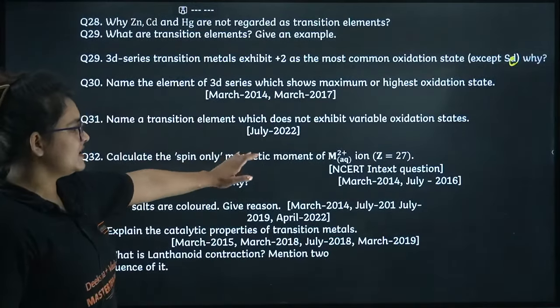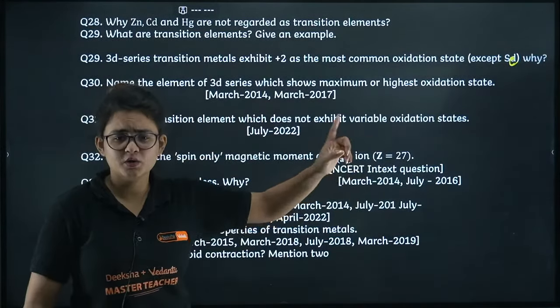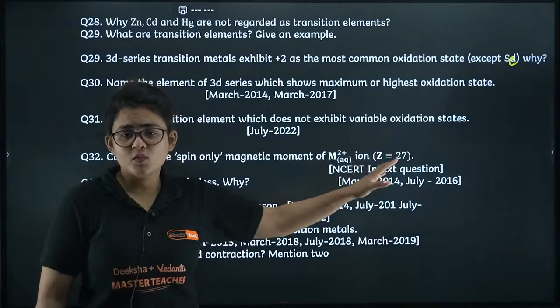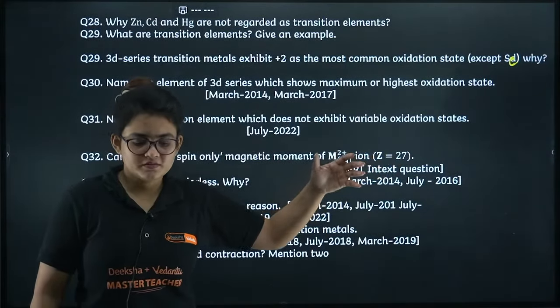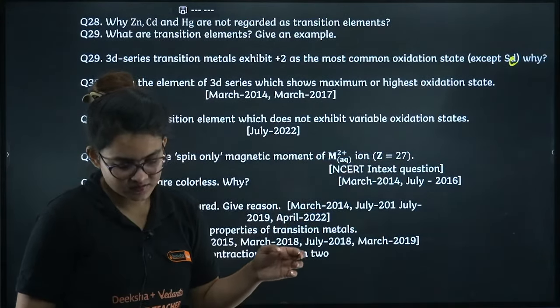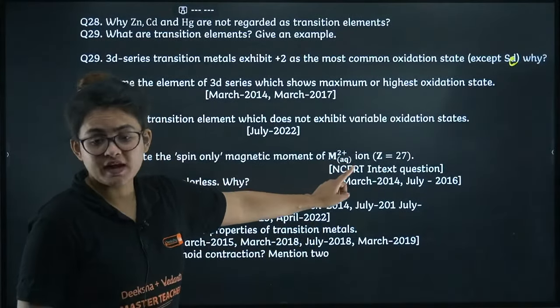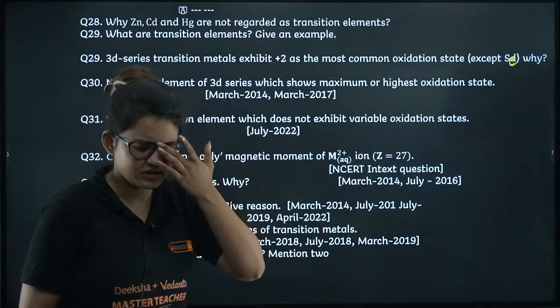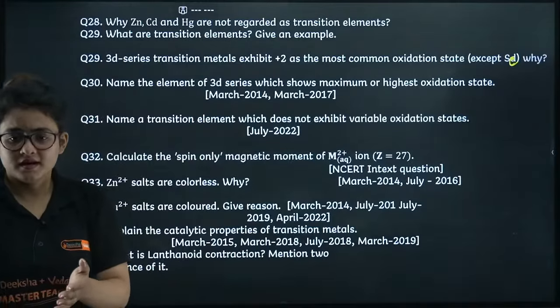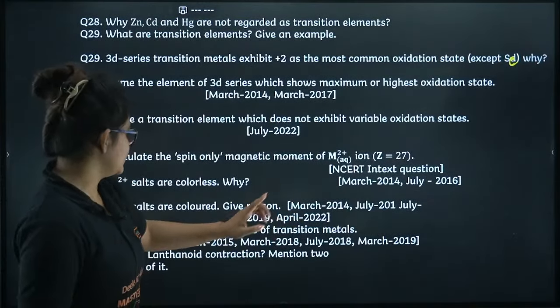Next, calculate the spin only magnetic moment. I guess you remember root n into n plus 2, that is the formula for it. You can put the value of n out there, that is your number of unpaired electrons.